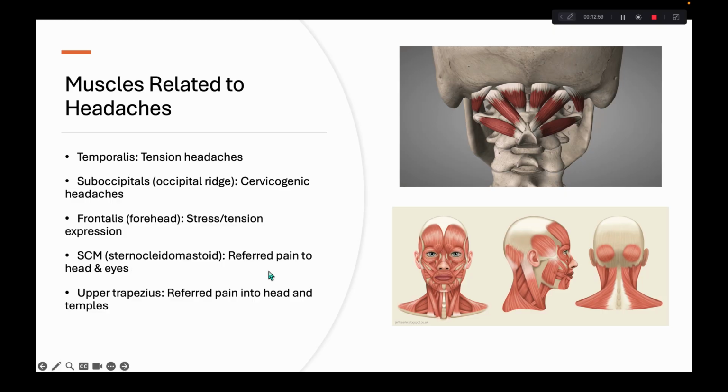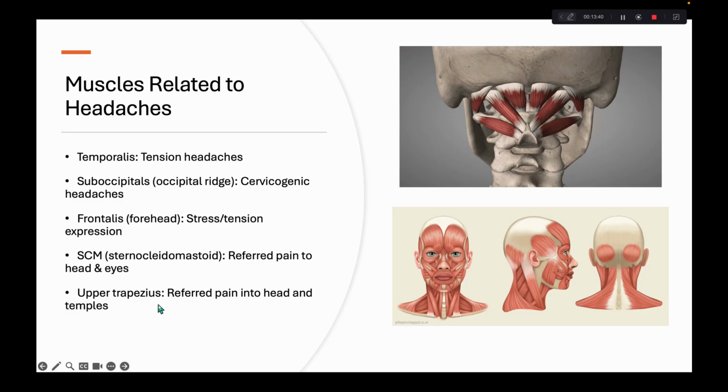Your SCM. Referred pain in your SCM could be sent to your eyes and your head. In this picture, I'll show you both here: you can have your SCM crossing over here, and on the side view, your SCM coming across here. If this is tight, or if there are trigger points in the sternocleidomastoid, you can have referred pain, like a headache coming around your eyes. Okay, referred pain around the head and eyes.